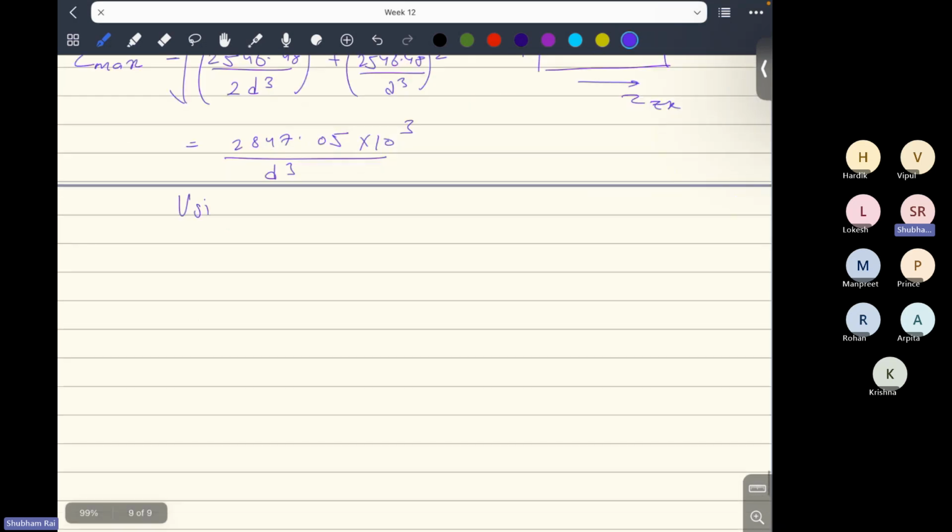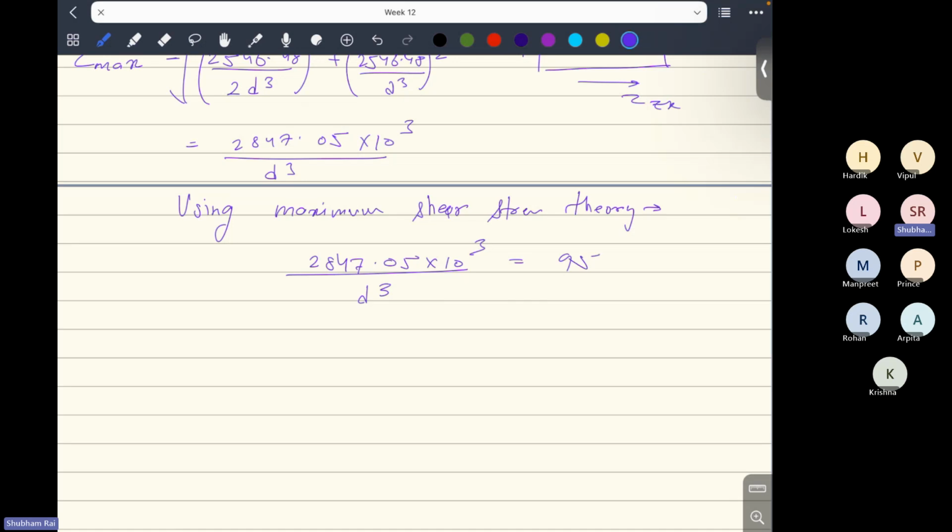Using the maximum shear stress theory, this should be equal to the maximum shear stress, which is 95. This unit is Newton per mm square, which is megapascal only. So if you solve this, you'll find d to be 31.06 mm. So this will be the final solution.